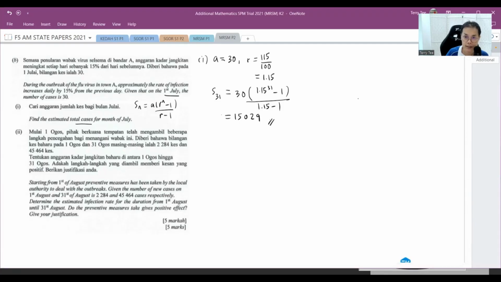Total number of cases is 15,029 cases. All right, now starting 1st of August, preventive measures have been taken by the local authority to deal with the outbreak. Given that the number of new cases on 1st and 31st August is now this and this, determine the estimated infection rate from 1st to 31st August.